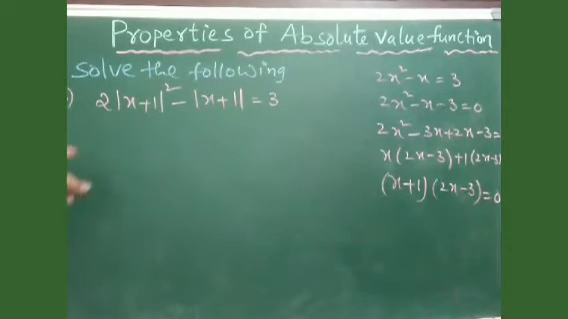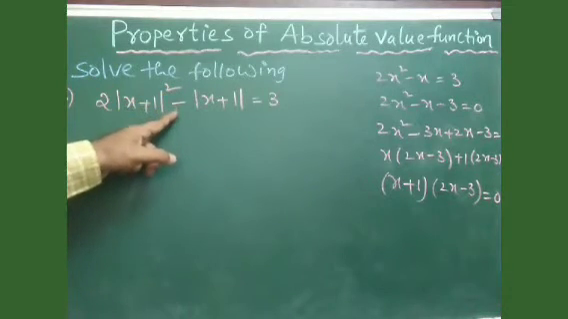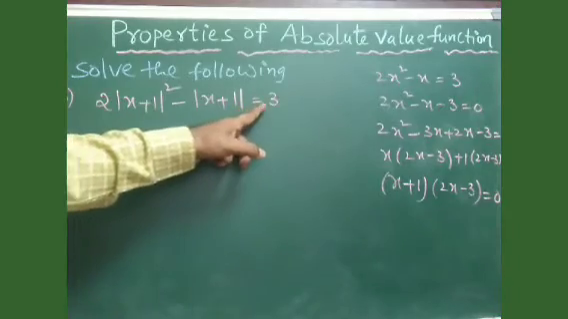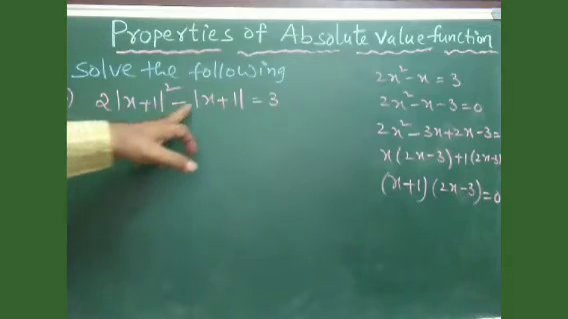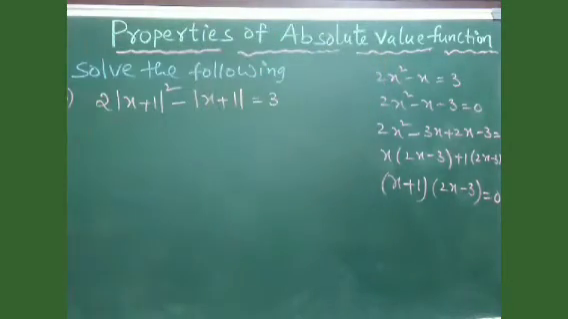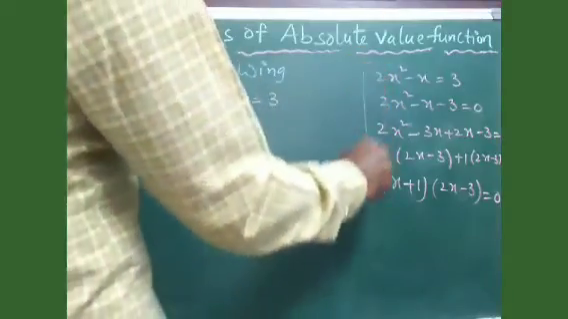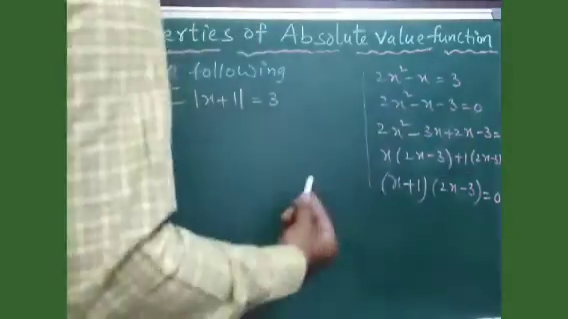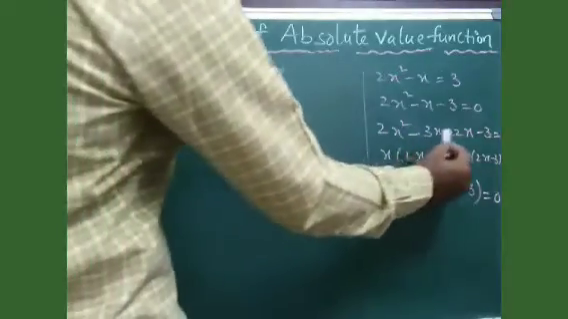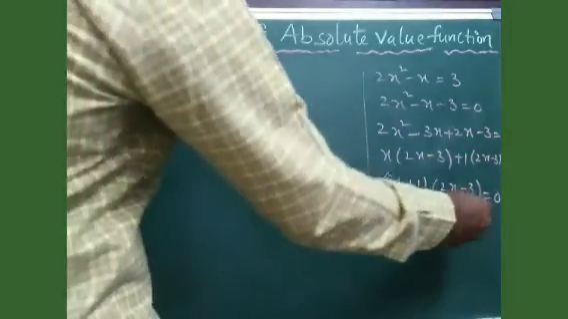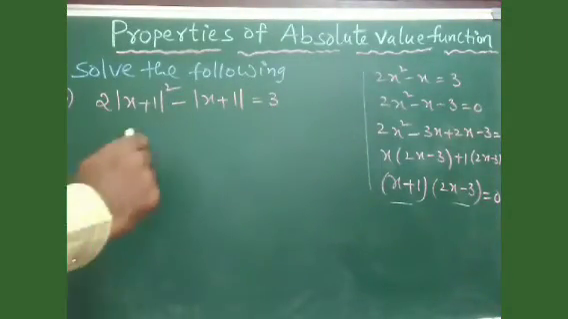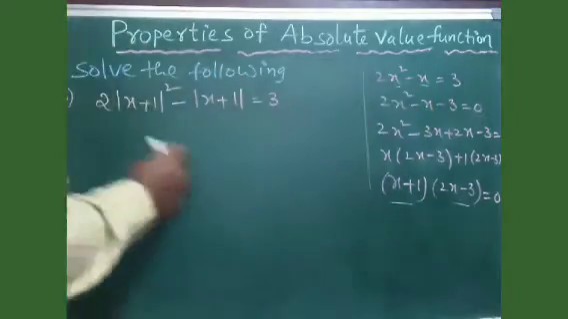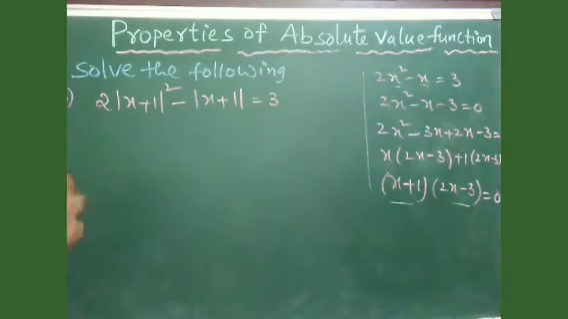Next question is, solve 2 into modulus of x plus 1 whole square minus modulus of x plus 1, which is equals to 3. You know, this is just like 2x square minus x, which is equals to 3. So what we do generally, if it is the situation, just bring the 3 this side. Finally it is a quadratic. Then go for the factorization. Hence these are the factors. So you can compare same here. The only thing is, in the place of x, we had here mod of x plus 1.